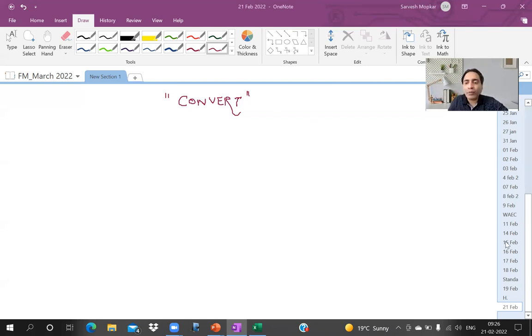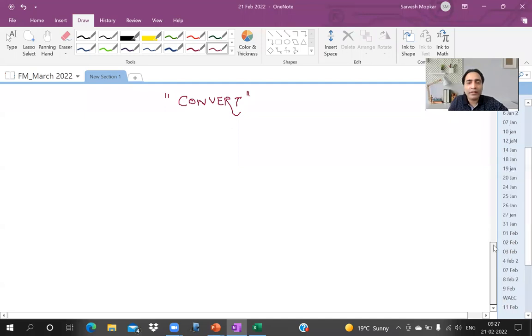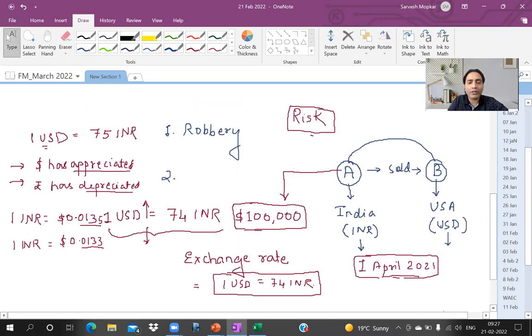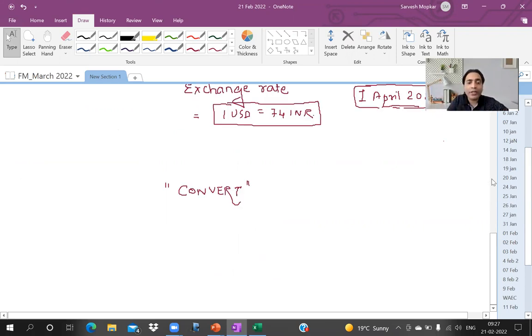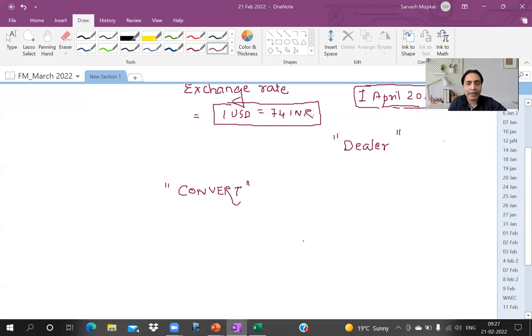Cool. So A is supposed to convert his $100,000 into Indian rupees. Where would he go to convert? Whom should he approach if he wants to convert these $100,000, which he has received? He has immediately received it. He sold the goods and money got credited in his account. Where should he go and convert it? So that person or that institution is called a dealer. One who deals, one who helps people, one who helps businesses to convert the currency and give them whatever they want, called a dealer. Foreign exchange dealer.